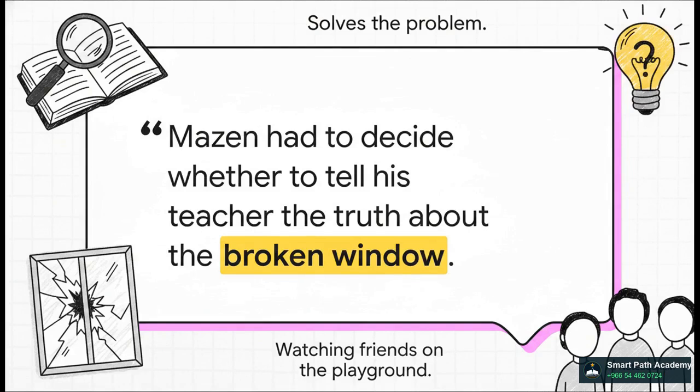Mason had to decide whether to tell his teacher the truth about the broken window. His friends watched silently.